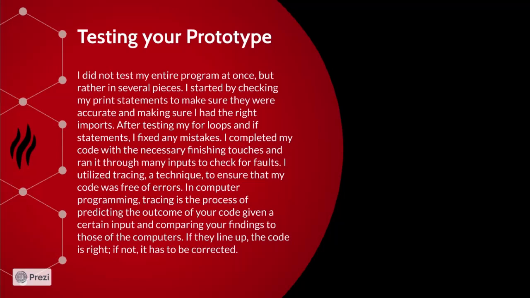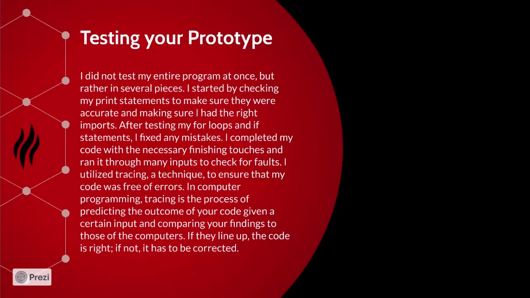In computer programming, tracing is the process of predicting the outcome of your code given a certain input and comparing your findings to those of the computer. If they line up, the code is right. If not, it has to be corrected.